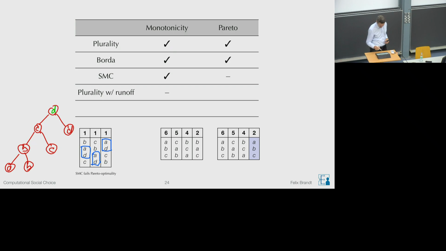So that shows that plurality with runoff violates monotonicity. Okay, how about Pareto optimality and the same rule?